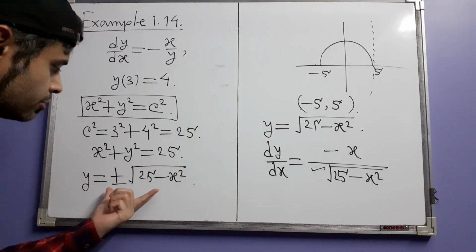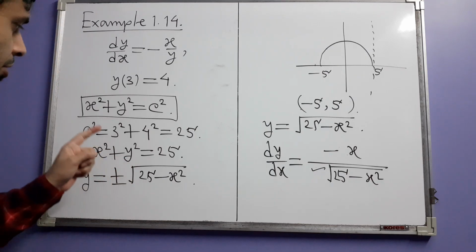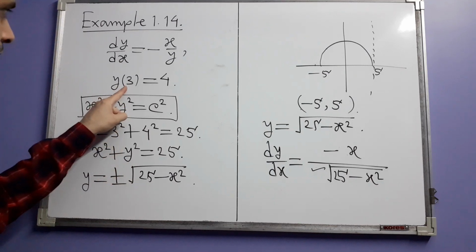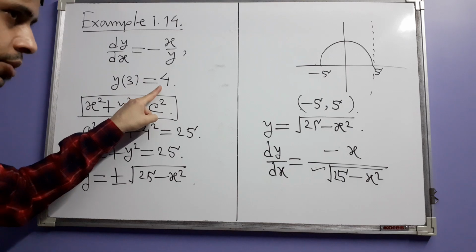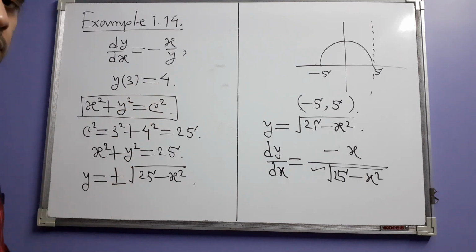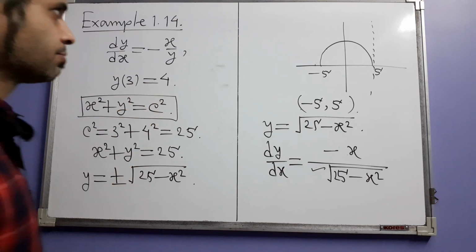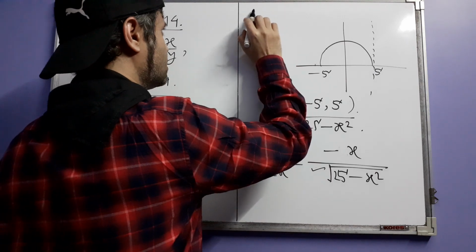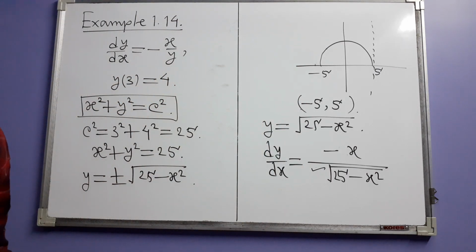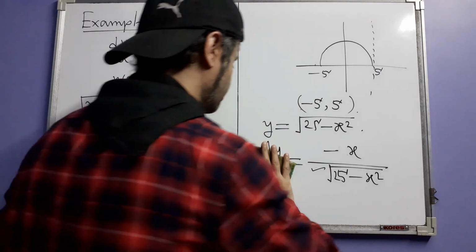But which of them should we choose? We need, of course, y of 3 to be equal to 4. So we do not need negative, we need positive. And that is why this is our solution, particular solution.